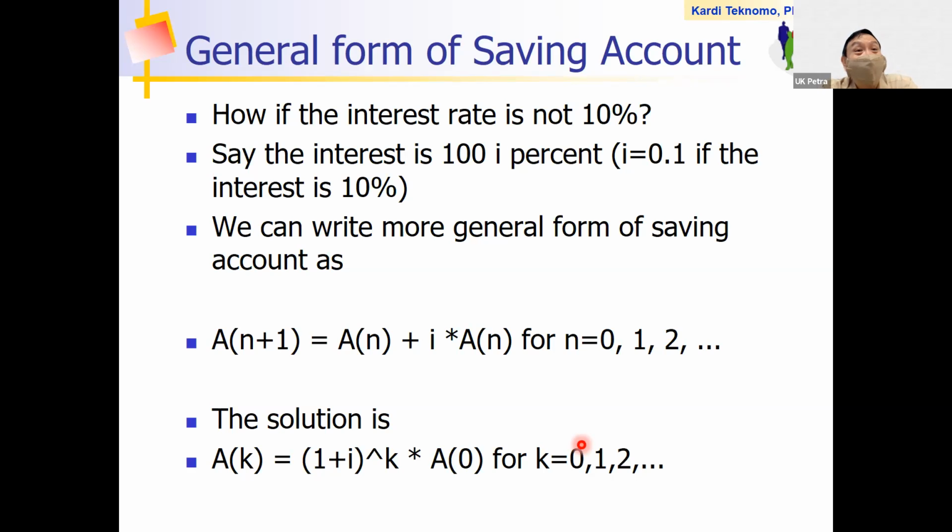How about if the interest rate is not 10%? What if we say I%? So the interest is 100 times I%. So I is 0.1 if the interest is 10%, right? Then we can write a more general form of the savings account, something like this. A(n+1) equals A(n), now instead of 0.1, we change that into I. Of course, the solution is exactly the same, right?